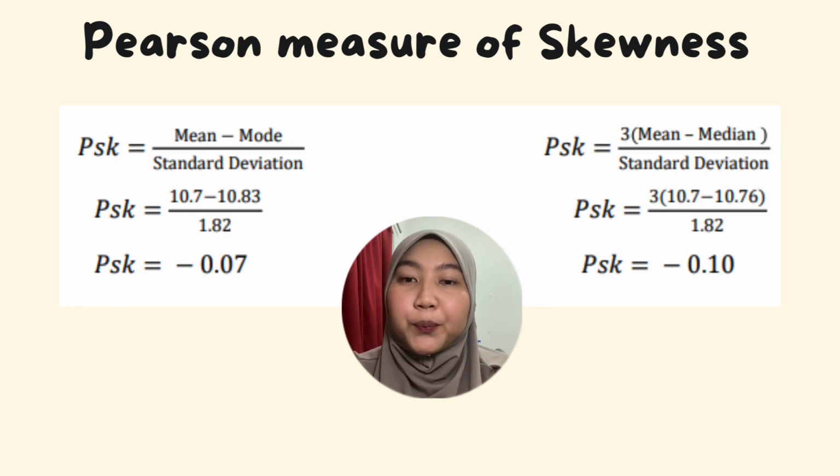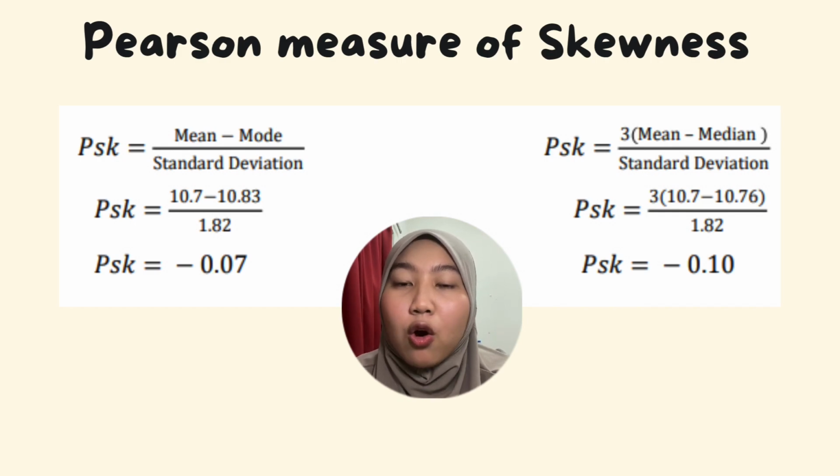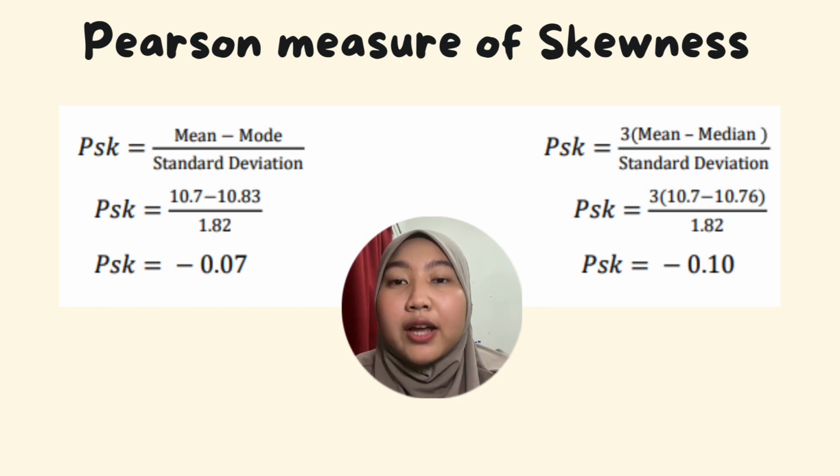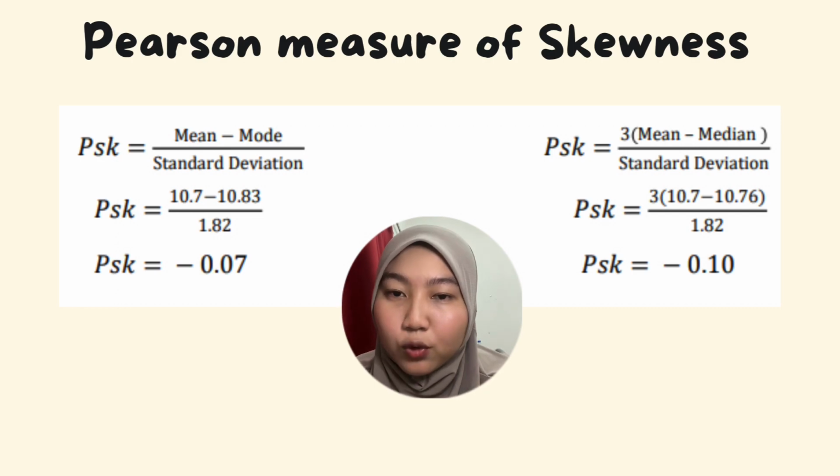We have two formulas for Pearson's measure of skewness. The first formula is mean minus mode over standard deviation. We have our mean, which is 10.7, minus mode 10.83, over 1.82, and our first answer is negative 0.07. The second formula is 3 times mean minus median over standard deviation. As you can see, our final answer for this formula is negative 0.10.